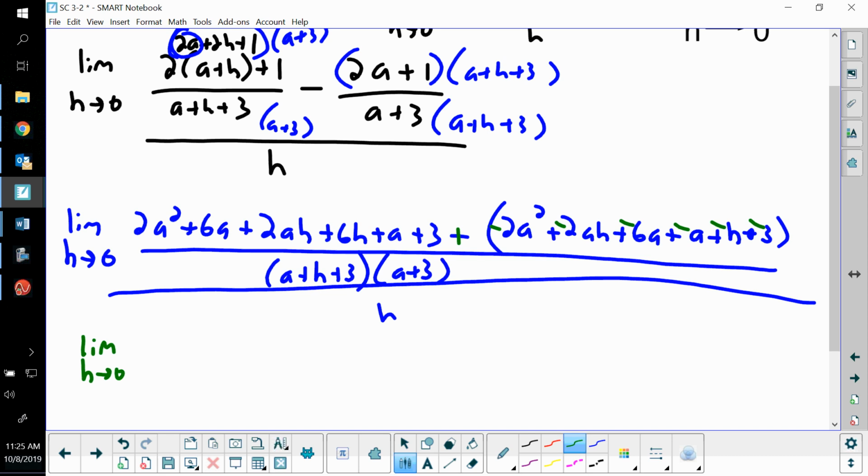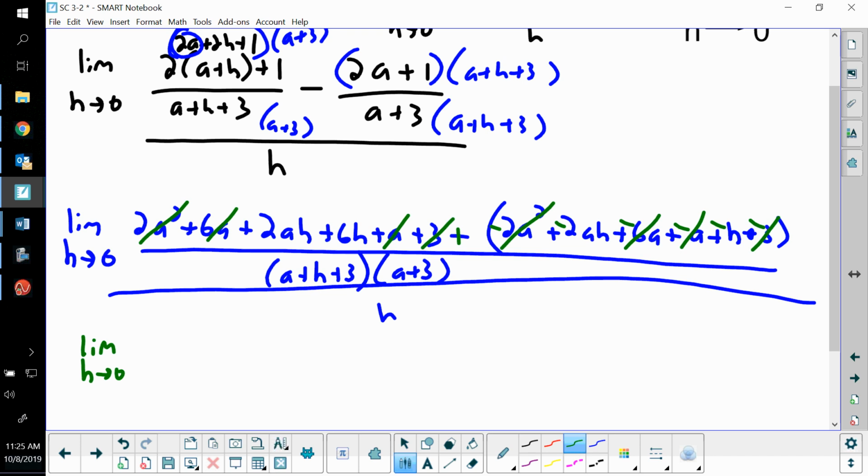Remember from Unit 1, anything that doesn't have an h should add to 0. 2a squared minus 2a squared, that's gone. We have a 6a, a minus 6a, that's gone. We have an a, we have a minus a, that's gone. We have a 3, we have a minus 3, that's gone. So what do we have left?